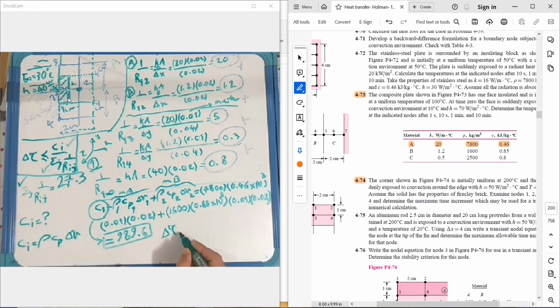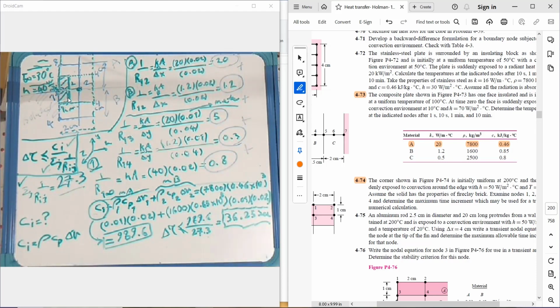So what is the value of delta T, by the way? Delta T should be smaller than Ci, 989.6 over this one, 27.3. If you divide this number by this one, the answer will be 36.25 seconds. Okay, this is our answer, 36.